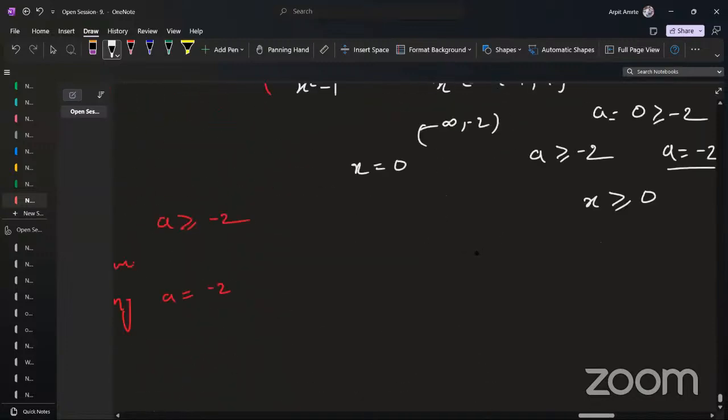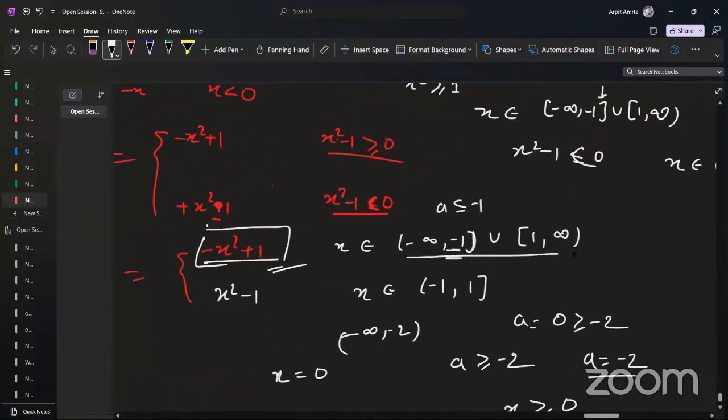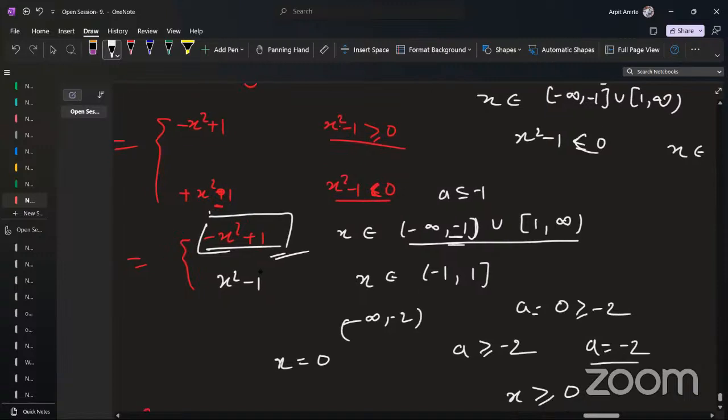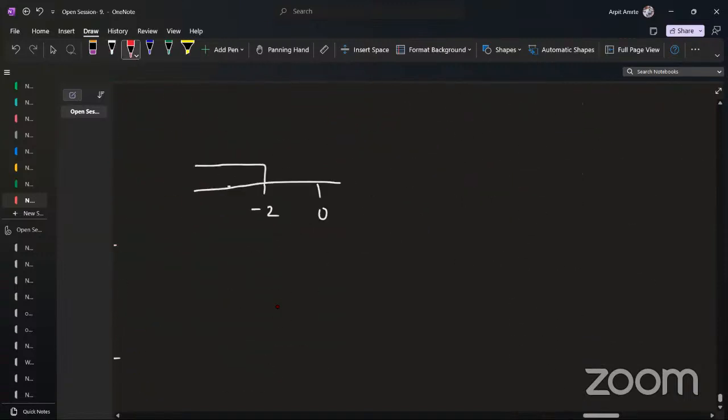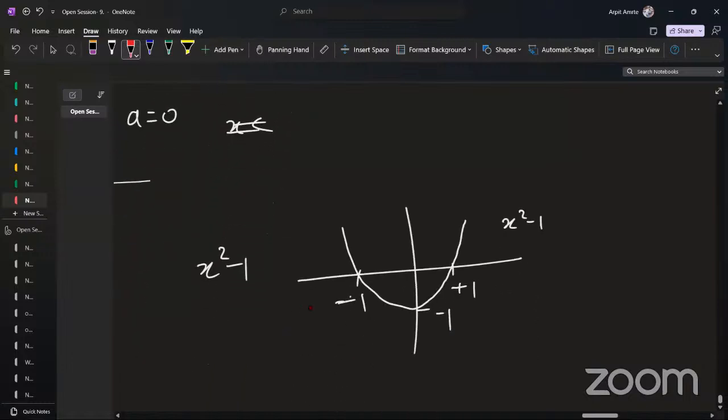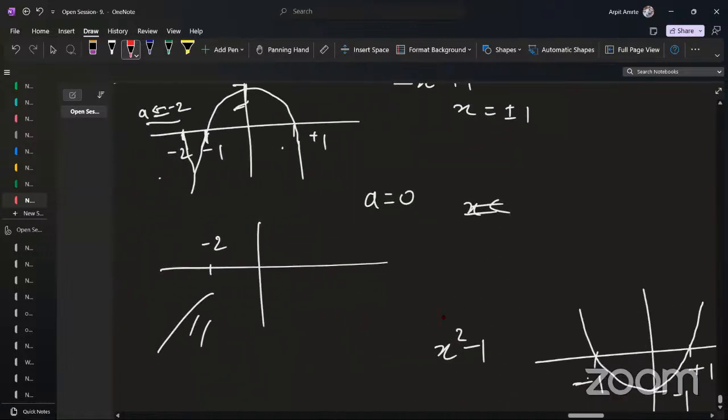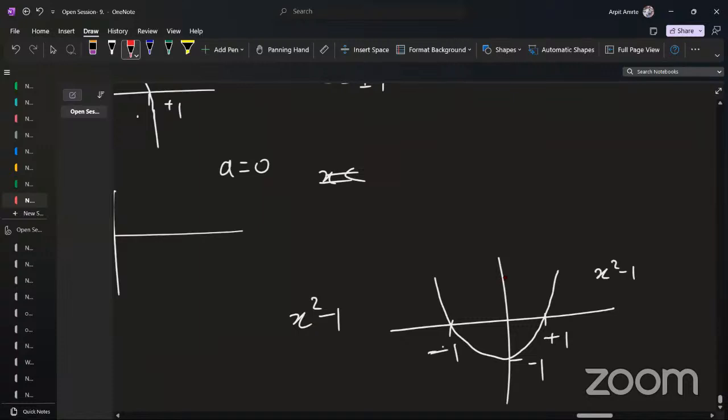Okay, so in this region, how is the function defined? I am making the graph here also. If I make the graph here too, what will it be?